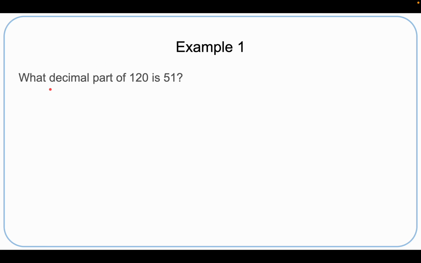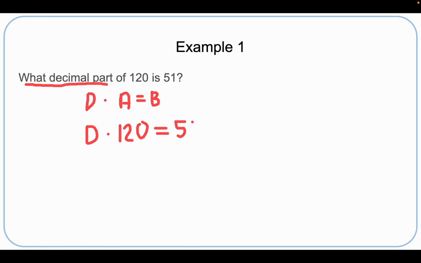So our first example, what decimal part of 120 is 51? So let's break this down again using that formula. D times A equals B. Okay, so here's our question. What decimal part? So that's our unknown. So our D is going to stay the same. And then of means multiply. 120 is a number. Is our equals. And then 51 is our other number.